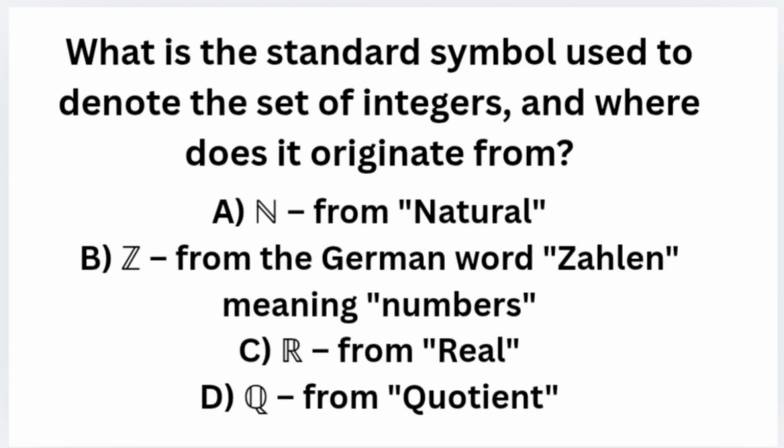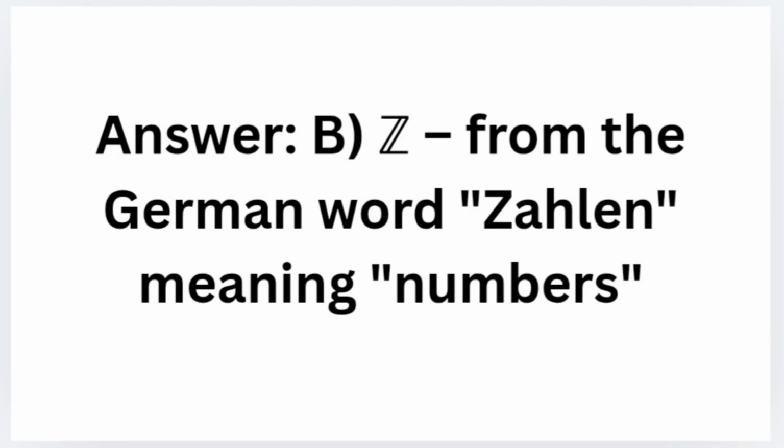Question number 1. What is the standard symbol used to denote the set of integers and where does it originate from? A. Capital N from natural. B. Capital Z from the German word Zahlen, meaning numbers. C. Capital R from real. D. Capital Q from quotient. The correct answer is B. Z from the German word Zahlen, meaning numbers.